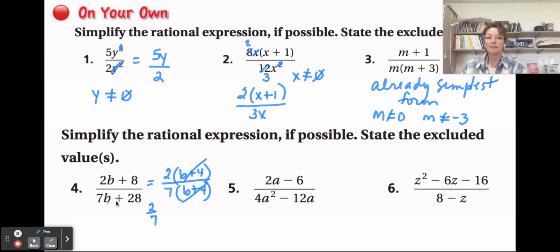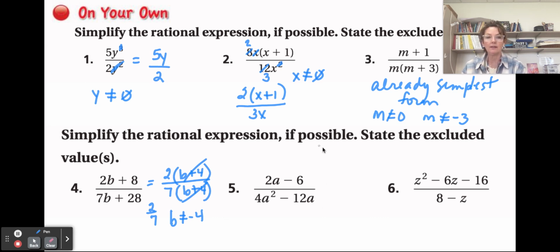Again, we factored out the 7. There's no variable with that, so really it's just the b plus 4. So you always want to look at the original one. You could also do 7b plus 28 equals 0 and go through that whole process, but when we factored out, there's no variable here, so we don't have a 0, but we know that b cannot equal negative 4. That's the excluded value.